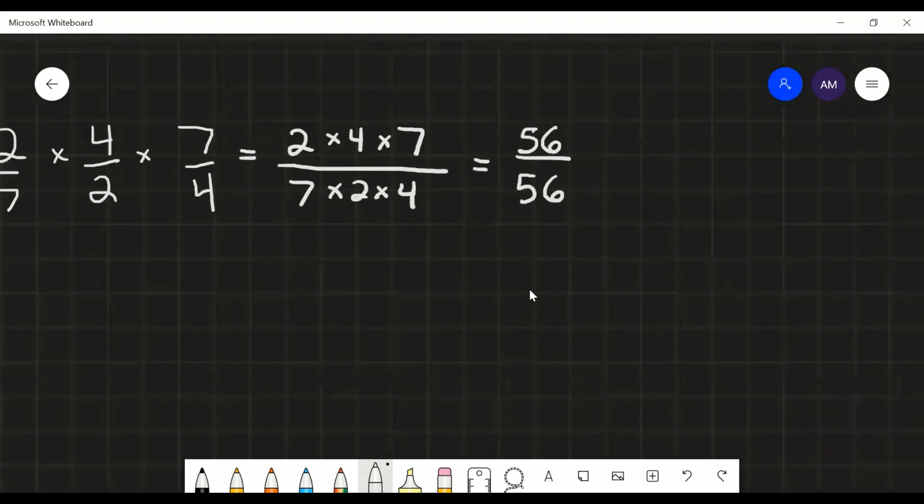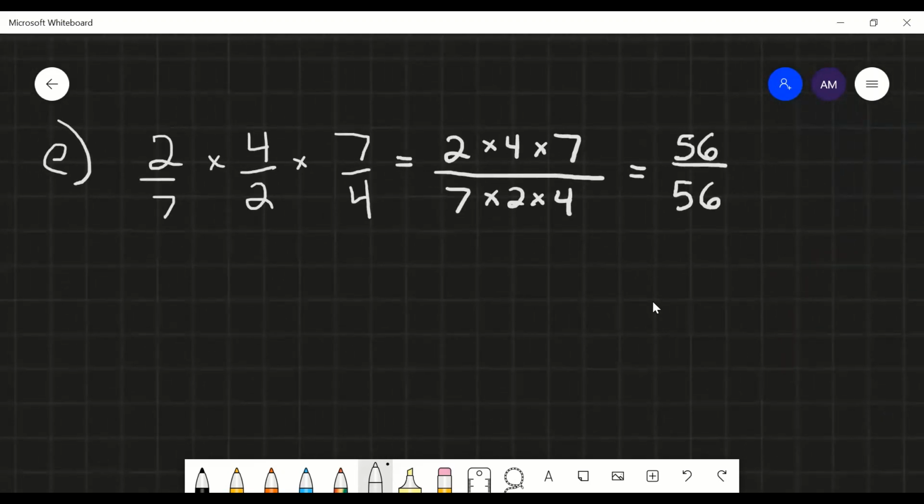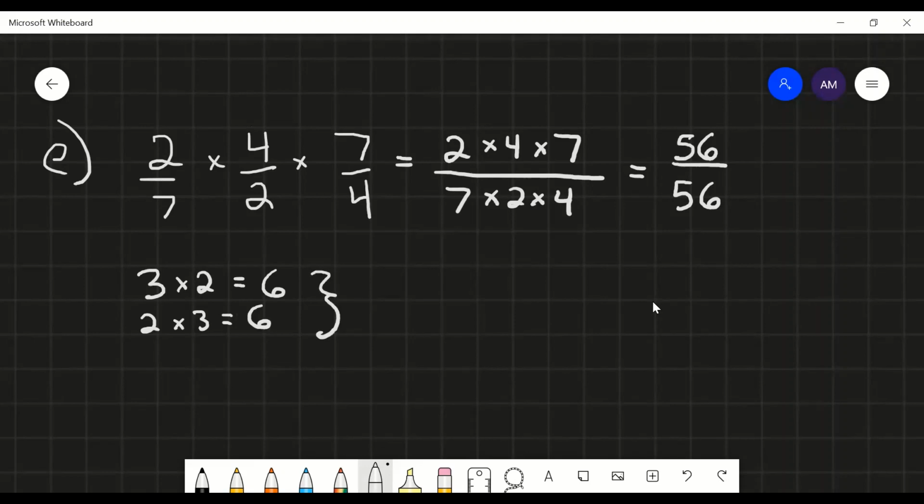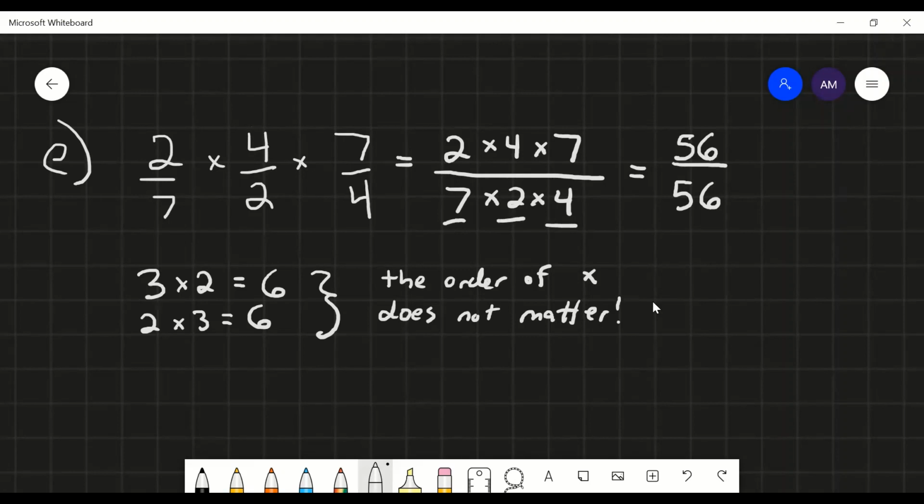Could we have predicted that ahead of time? Well, yes. I asked this question here. 3 times 2, just as an example, would be 6, but 2 times 3 would also be 6. So what I've just learned here is that the order of multiplication does not matter. It didn't matter if I did 3 times 2 or 2 times 3. The answer was the same. And that means that if we have just a big, long string of multiplications, we could actually rearrange the numbers.